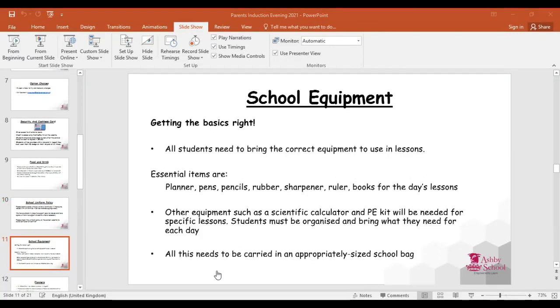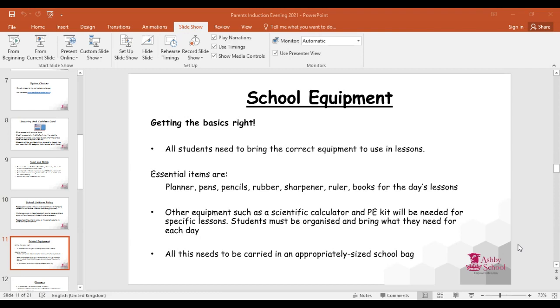Just a quick one on school equipment. We just want to get the basics right, really. The students want to be prepared. We want the students to be successful throughout their time with us. So we've already mentioned planners, but it's just the basics of pens, pencils. We want them to come into lessons, get stuck in, be engaged from the off, rather than having to scurry around for a pen or any other bits and pieces they might need for their lesson.